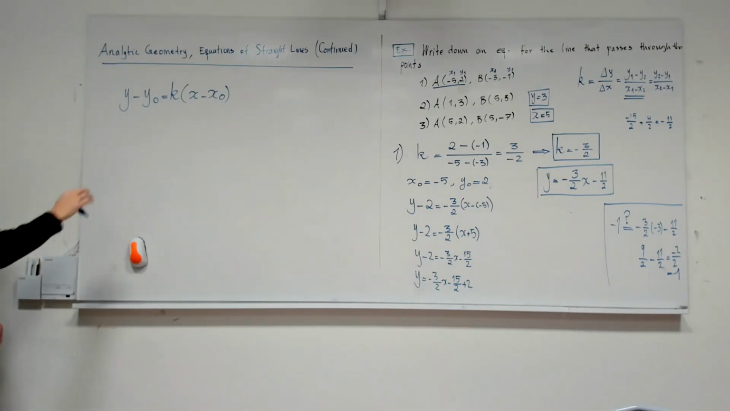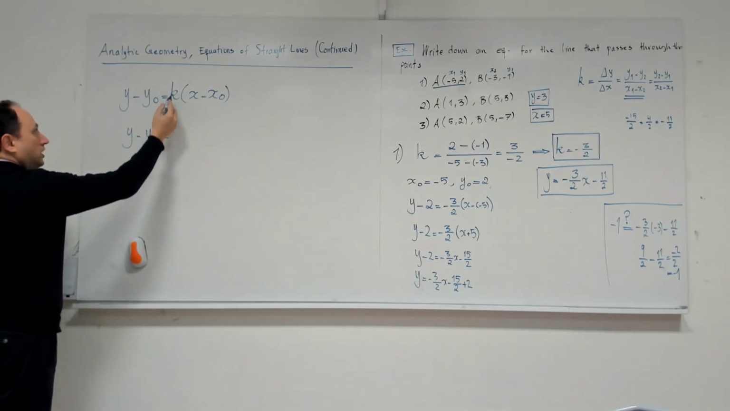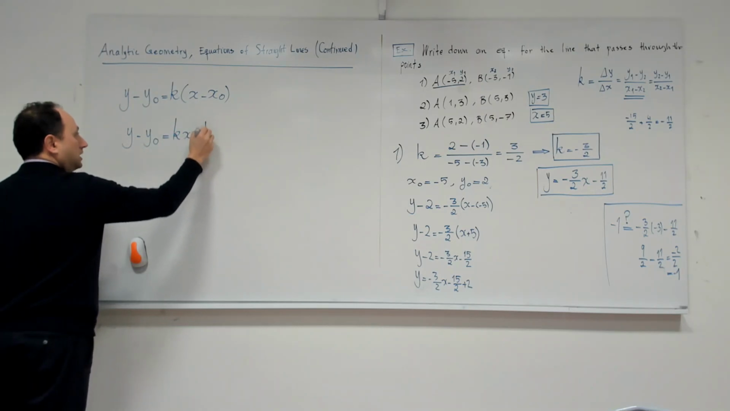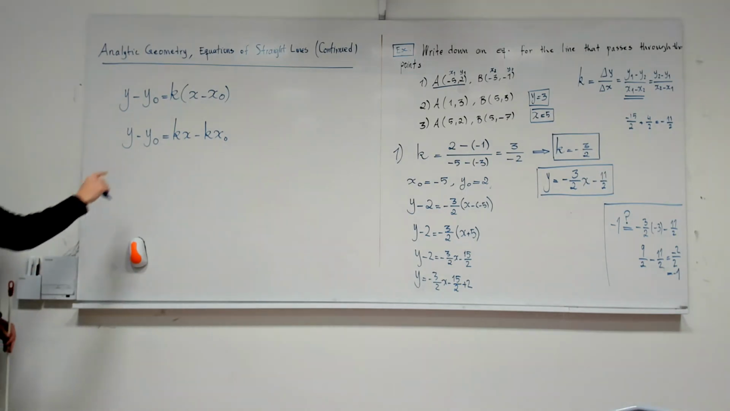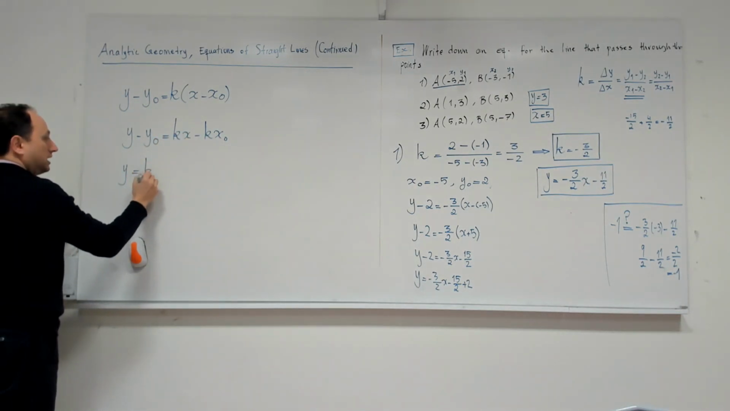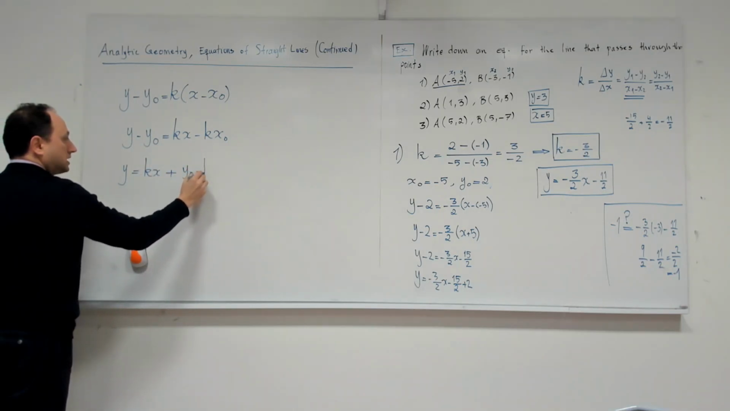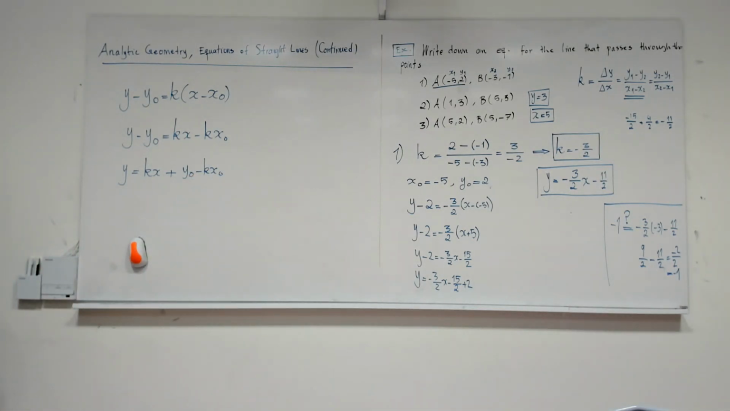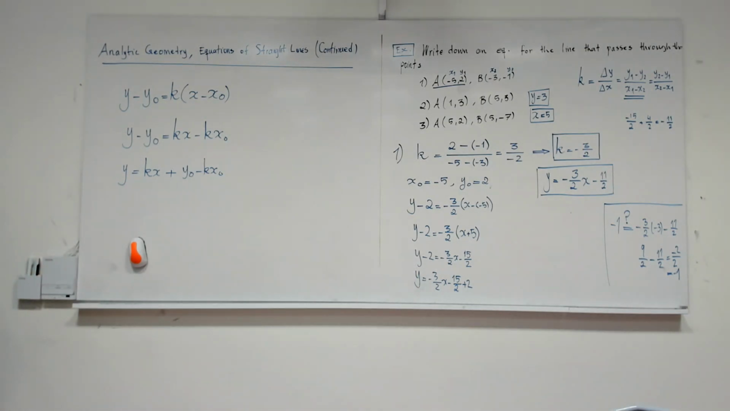Okay, but now let us do some algebra. y minus y node is equal to, I multiply k in, it becomes kx minus k x node. Yes? And then I move y node to the other side. So it becomes y equals kx plus y node minus k x node. That would be the form of my equation after this algebra.